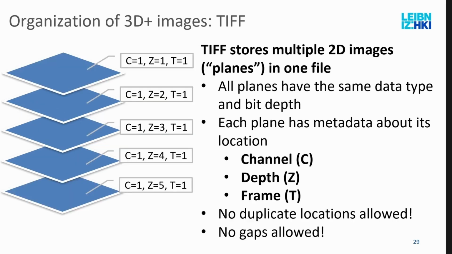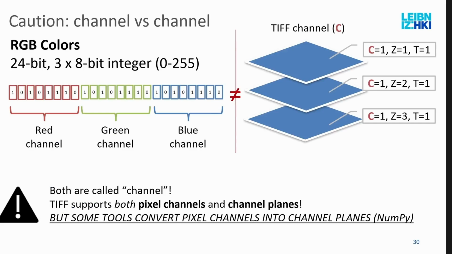So first, how TIFF stores it: it assigns metadata to each plane that says the channel, depth, and frame location of this plane. I've written it out here, how it looks for a standard three-dimensional image. And then some constraints: you don't allow anything that is duplicate, you don't allow gaps, so you cannot just remove this one here and then it's gone. This has something to do with how this format internally organizes that in an efficient way so that it's fast and works reliably.